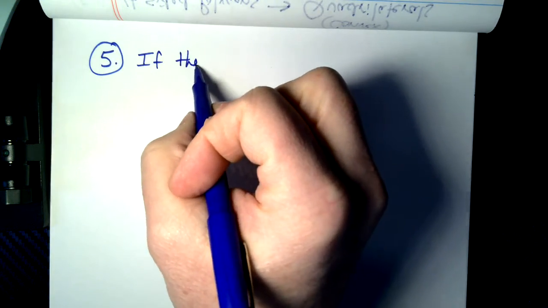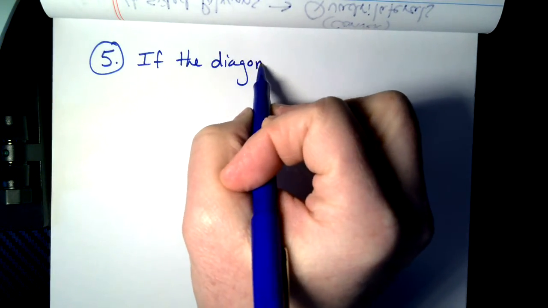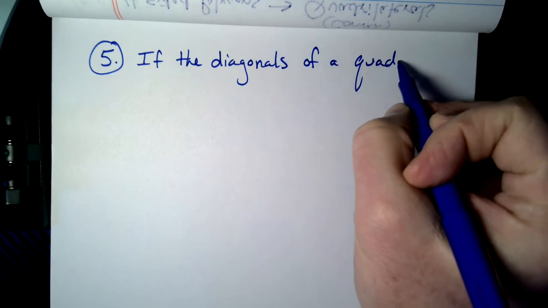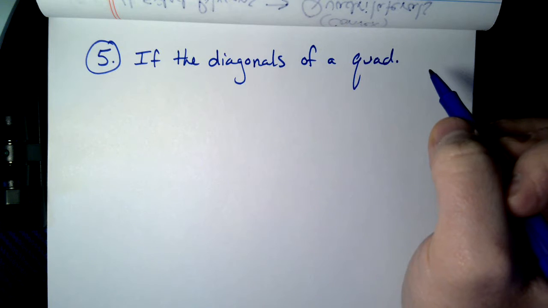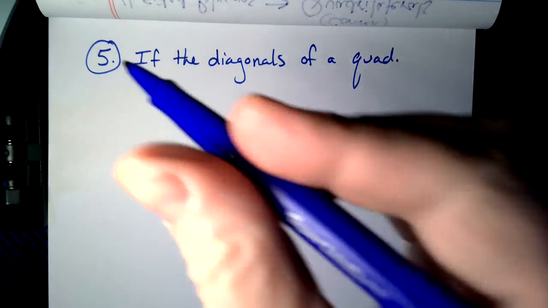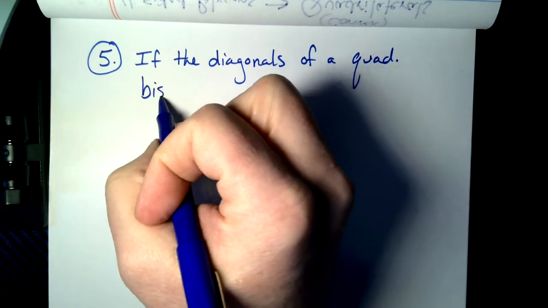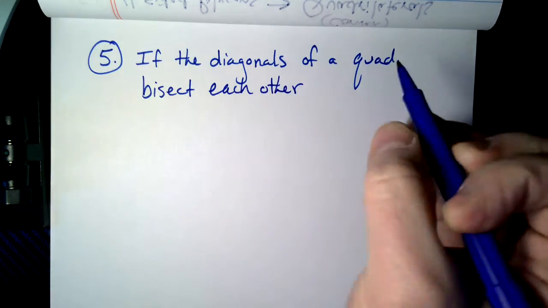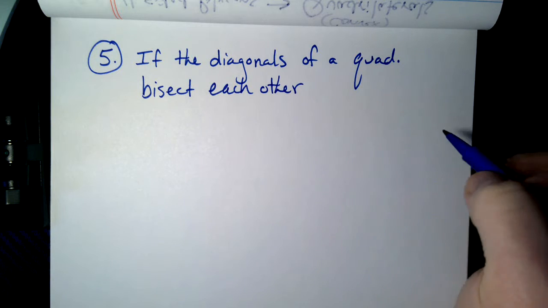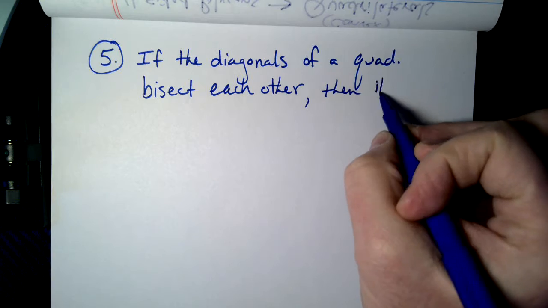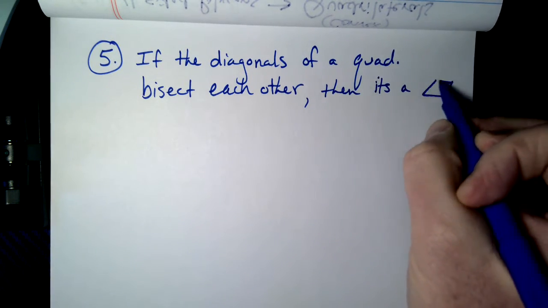If the diagonals of a quadrilateral, now keep in mind that in a regular parallelogram, the diagonals are not congruent unless it's a rectangle and unless it's a square. But if the diagonals of a quadrilateral bisect each other, all right, if you have a four-sided figure and you draw both diagonals in and they cut each other in half, then it's a parallelogram.